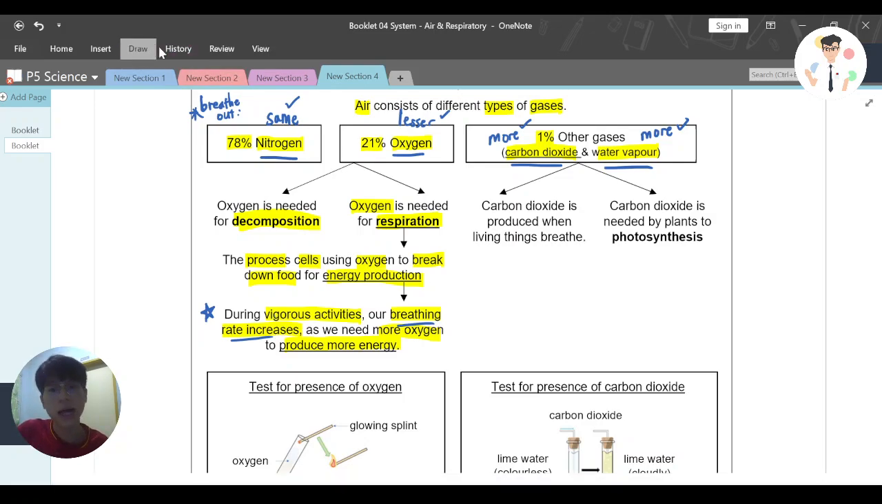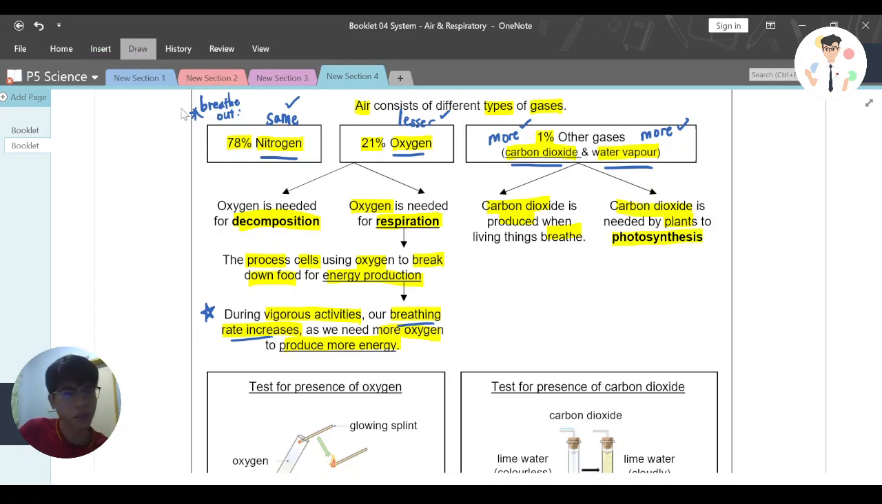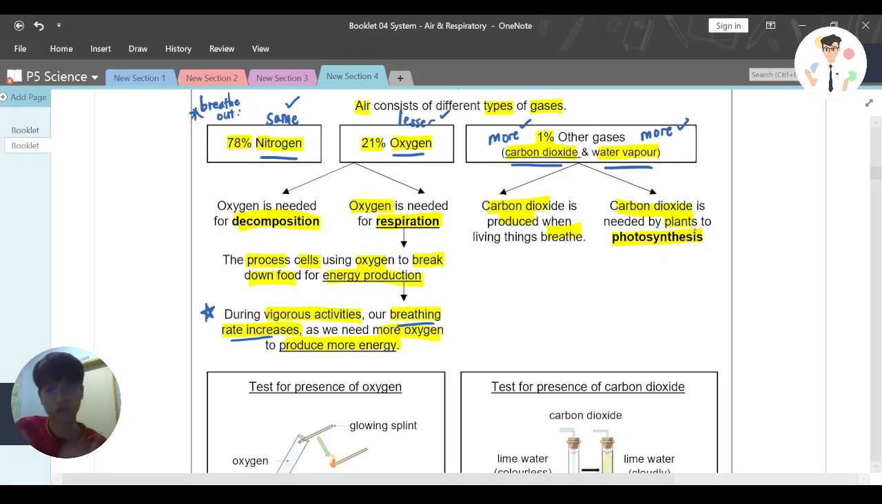Again, carbon dioxide is something that we produce when we breathe out. Although our body breathes out more carbon dioxide, our body doesn't really need carbon dioxide in normal activities. But it is very important for plants, because plants need carbon dioxide for photosynthesis. Then you might be asking, huh, do plants need oxygen? Of course, yes, for normal respiration, but they also need carbon dioxide for photosynthesis.